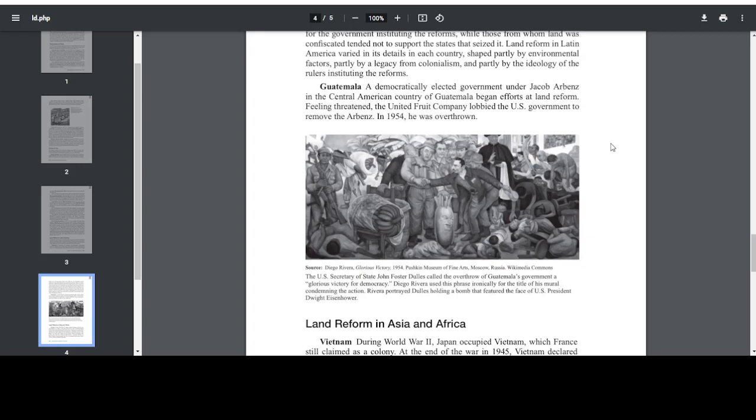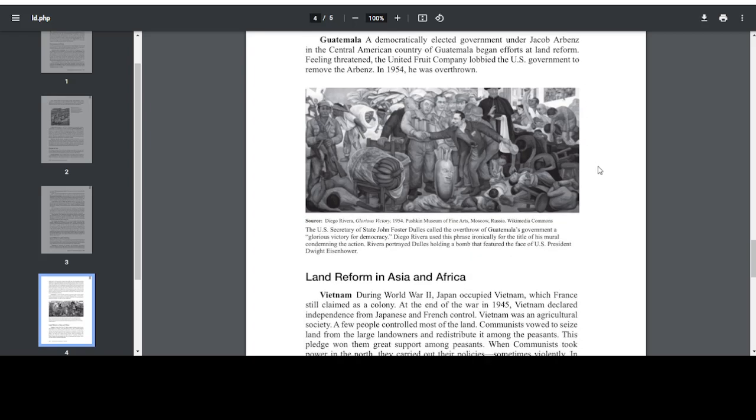Guatemala. A democratically elected government under Jacobo Arbenz in the Central American country of Guatemala began efforts at land reform. Feeling threatened, the United Fruit Company lobbied the U.S. government to remove Arbenz. In 1954, he was overthrown.